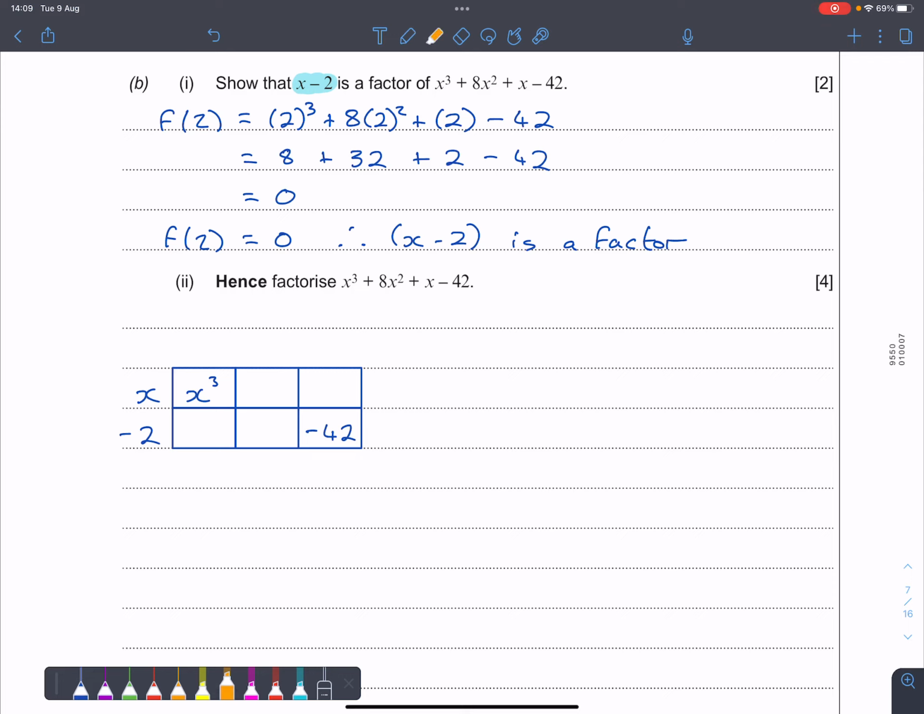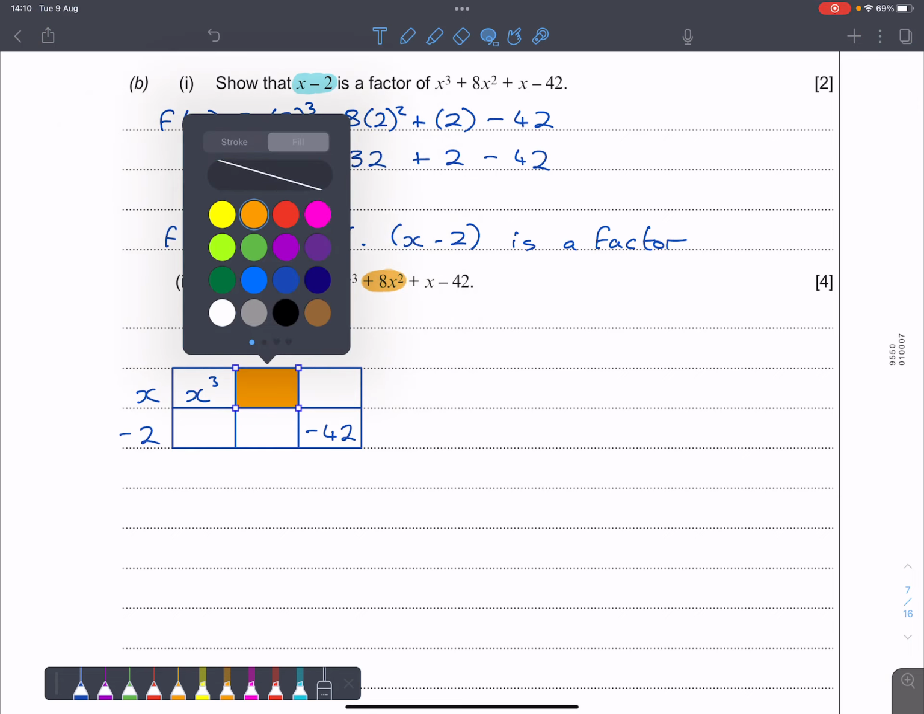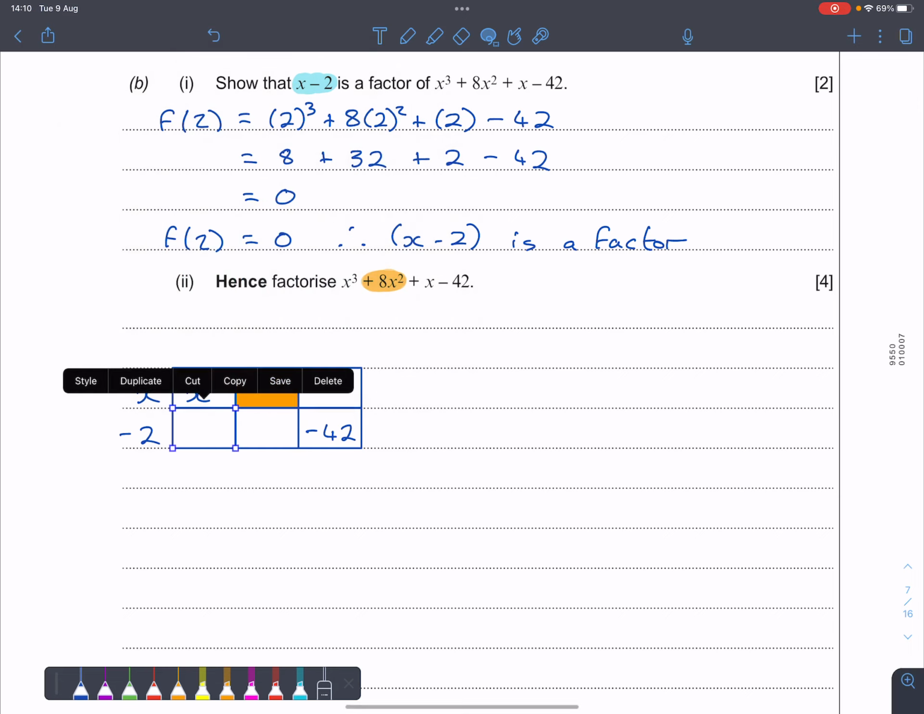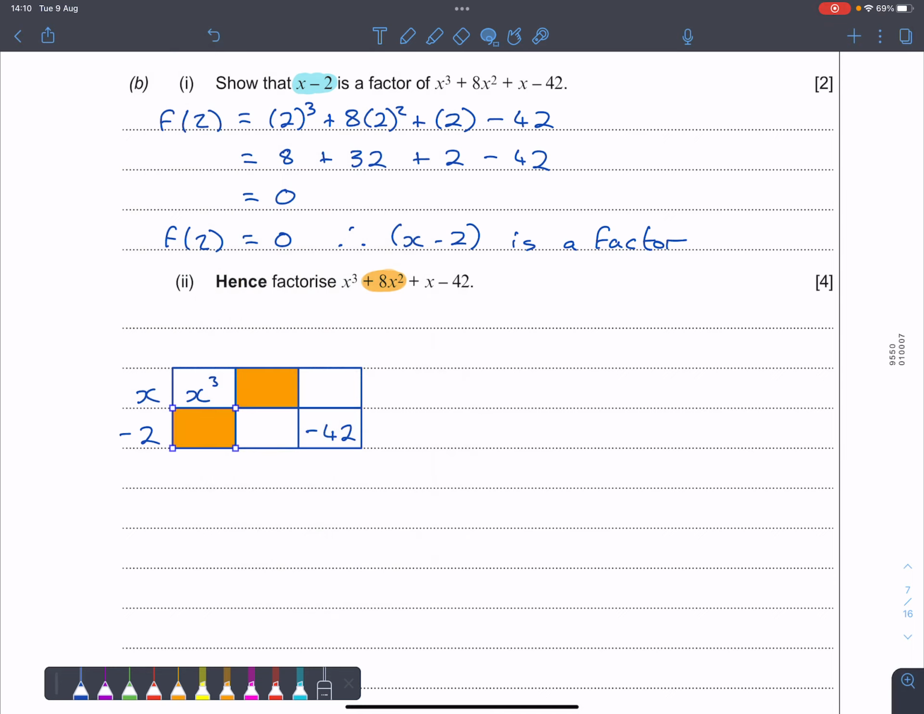I can tell that the x squared terms are going to go in these two, and my x terms are going to go in these two.